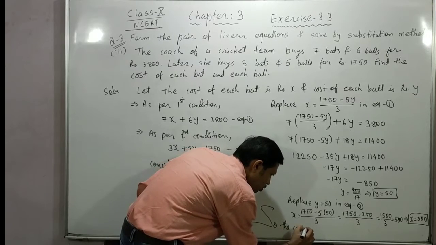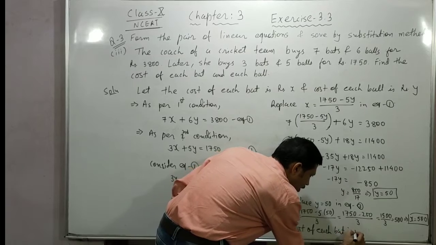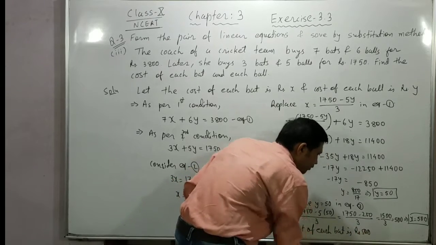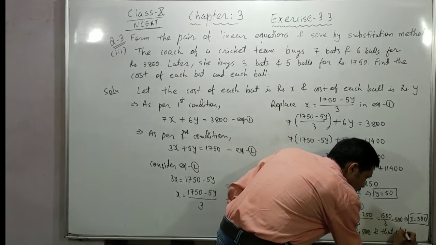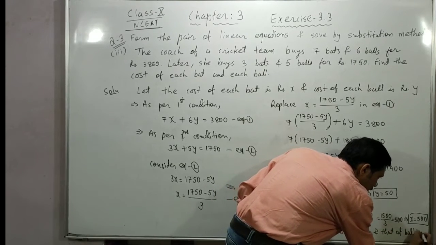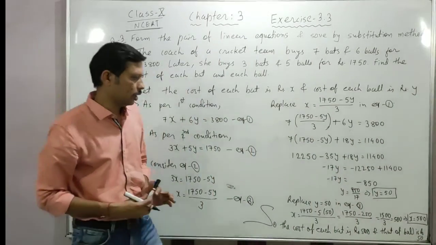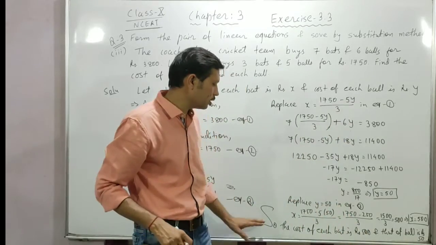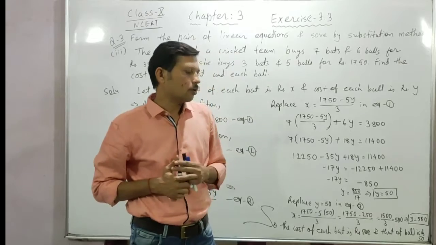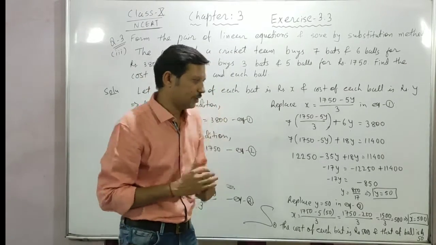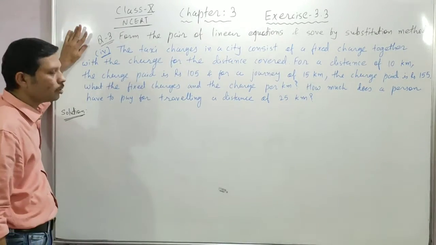So the cost of each bat is rupees 500, and that of each ball is rupees 50. Okay, I didn't have much more space, but you can understand here. At last you have to write down the cost of each bat is rupees 500 and the cost of each ball is rupees 50. Okay, understood? Now students, we are going to discuss question number 4.